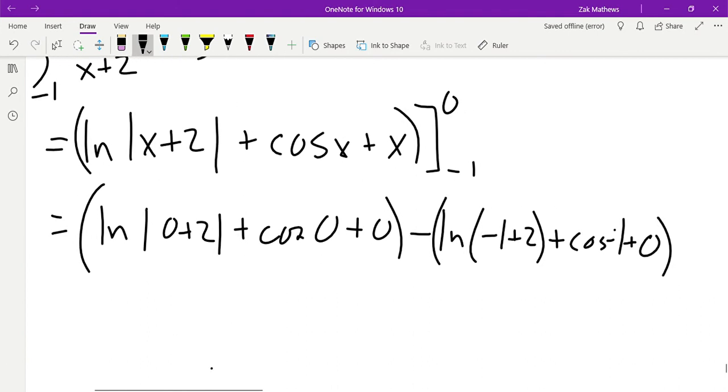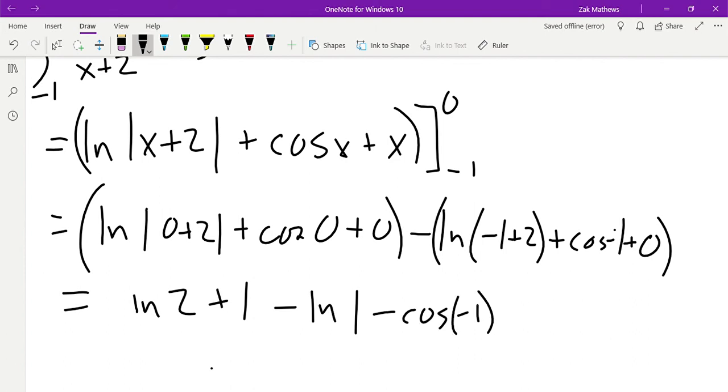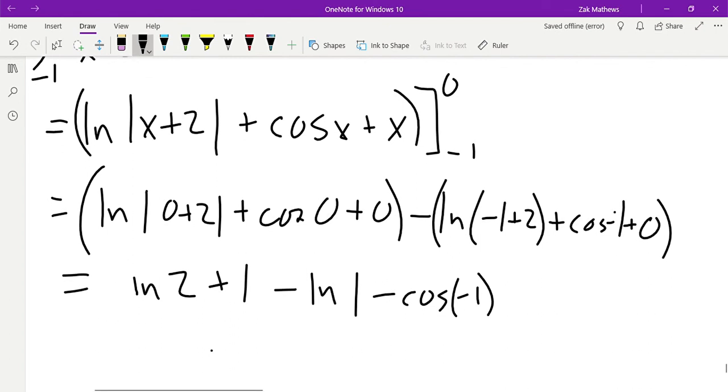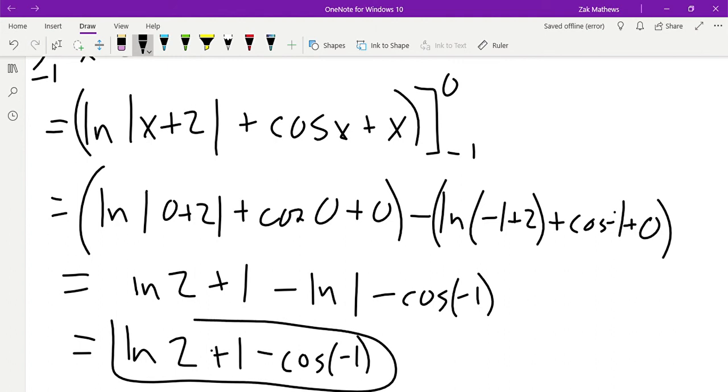And so when I simplify all of this, we'll have the natural log of 2. Cosine of 0 is 1. And 0, I don't need to write that down. And then we'll have minus the natural log of 1, which is just 0, minus cosine of -1. And cosine of -1 doesn't give me an exact value, so I'm just going to leave it as the cosine. But just to finish simplifying, we'll have the natural log of 2 plus 1, natural log of 1, remember, is just 0, minus cosine of -1. And there's my answer. That's all there is to it.